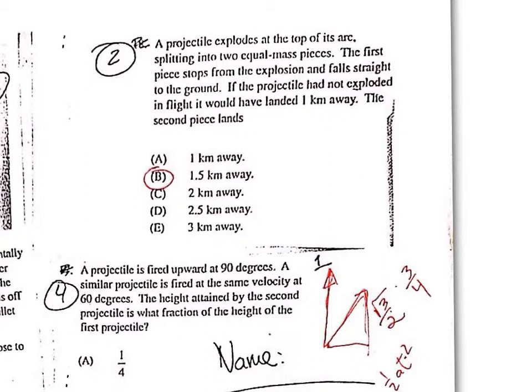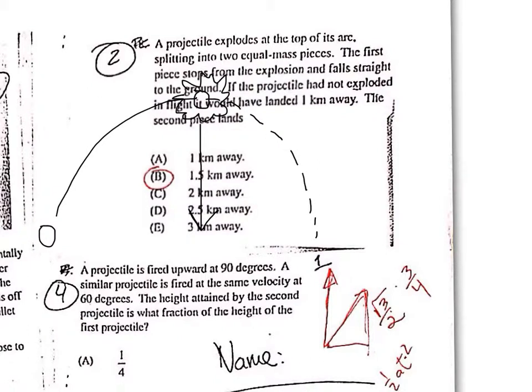So we have some projectile. It goes like this, and then right here, boom, it explodes, and part of it falls straight down, and part of it is going to go someplace else. The path it would have taken is like this. It says if the projectile had not exploded in flight, it would have landed 1 kilometer away, meaning this distance is 1 kilometer.